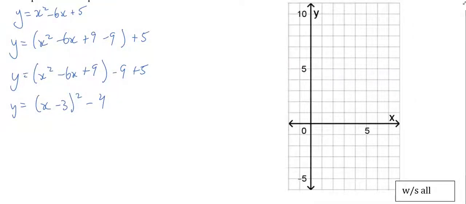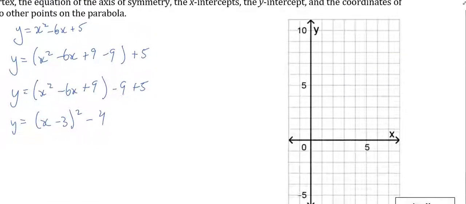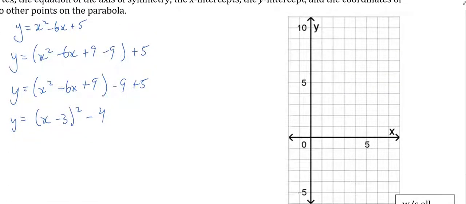And now I can actually graph this. If I was looking at the original equation, x squared minus 6x plus 5, I wouldn't know what that looks like. But in vertex form, I do. So that's a shift to the right 3 and down 4. And the a value is 1. A is 1, h is 3, k is negative 4. So it's shift down 4, right 3, and the shape is just normal.